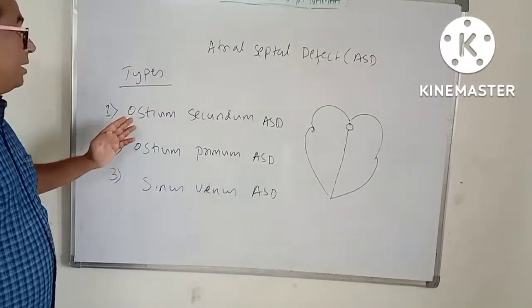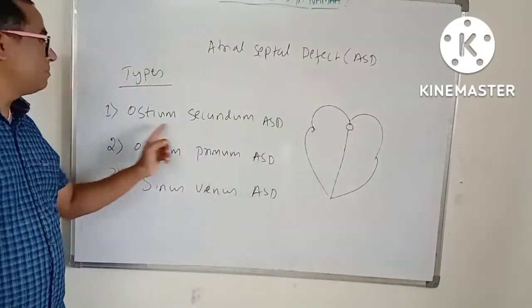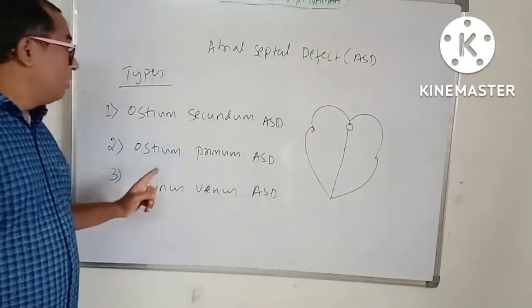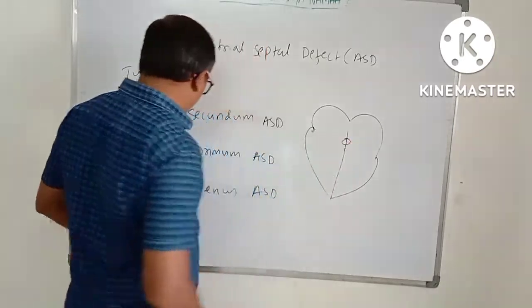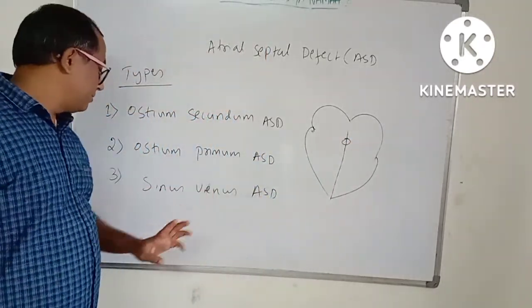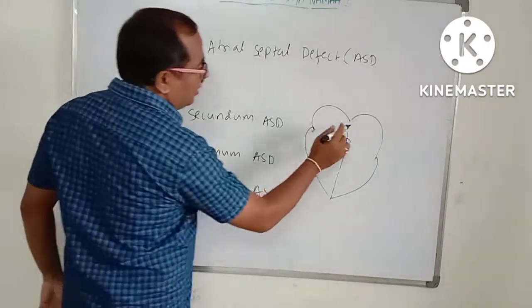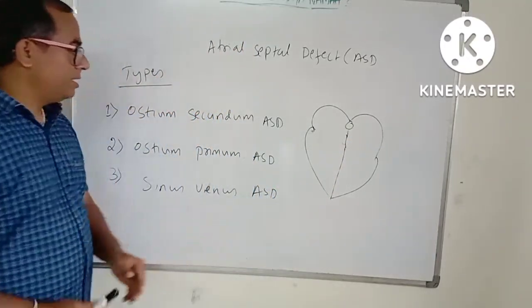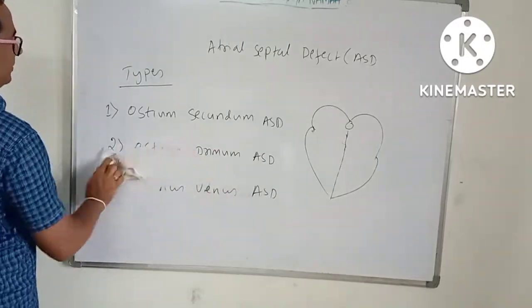So when the opening is present at the middle of the interatrial septum, it is called ostium secundum atrial septal defect. When the defect is present at the lower part of the interatrial septum, it is called ostium primum atrial septal defect, and when the opening is present at the top of the interatrial septum, that is called a sinus venosus ASD. Now let us see the pathophysiology.